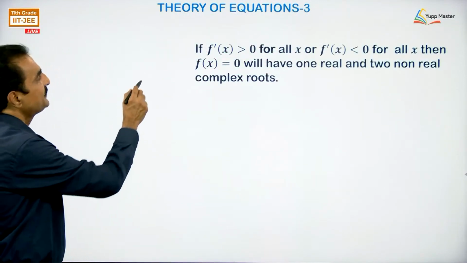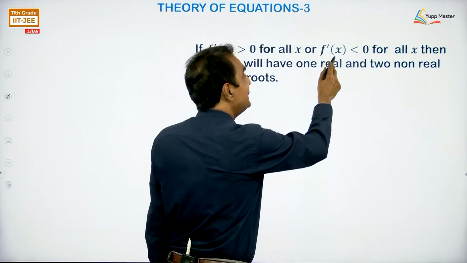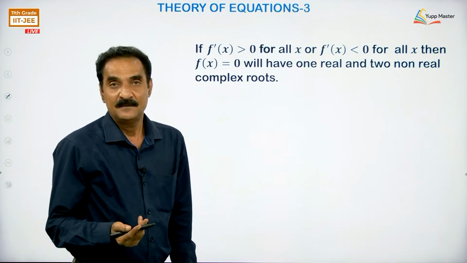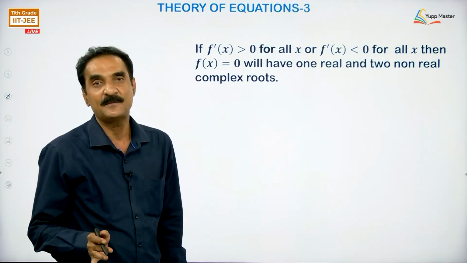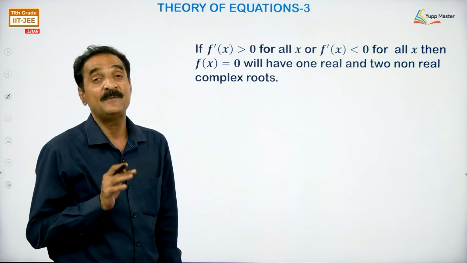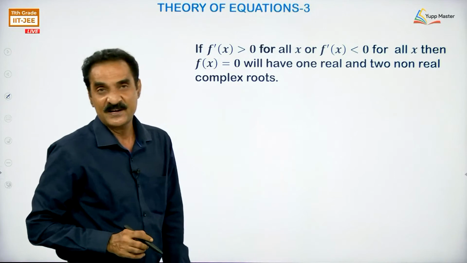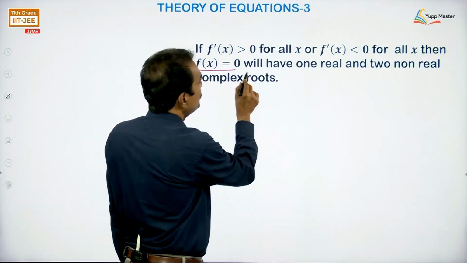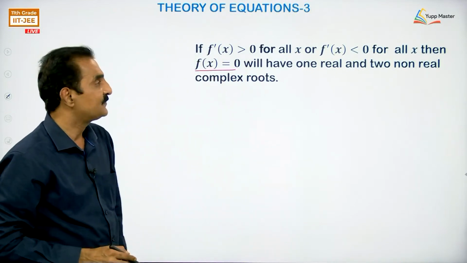So, let us see, if f dash x is positive for all x or negative for all x, when can it happen? When a quadratic expression is greater than 0 for all x or less than 0 for all x, it can happen only when discriminant is negative. When the discriminant of f dash x is negative, then the equation f of x is equal to 0 will have one real and two non-real roots.